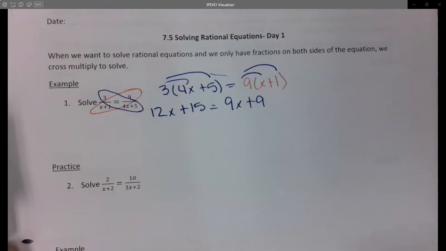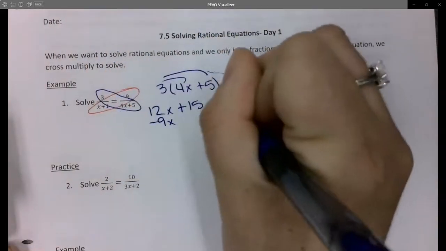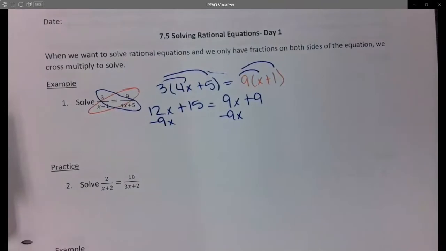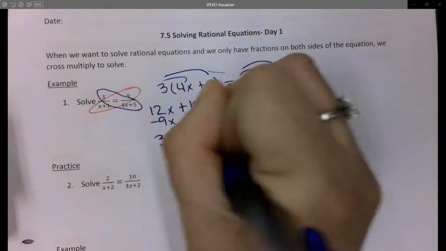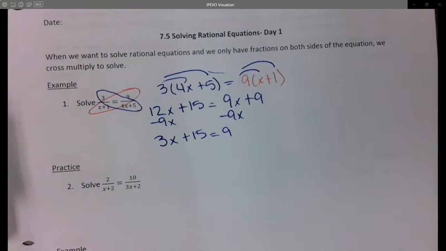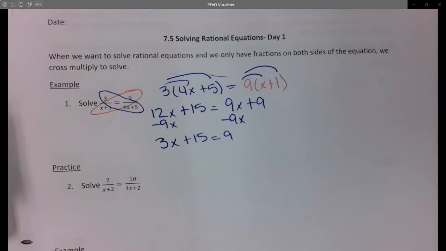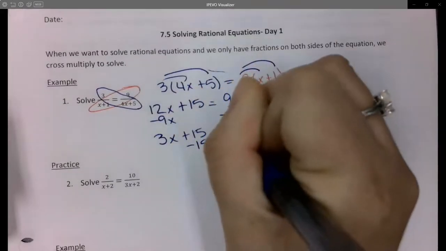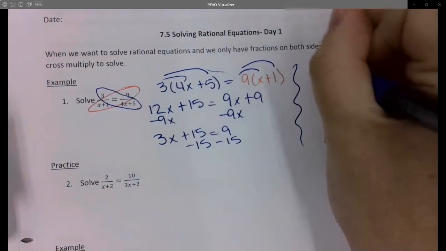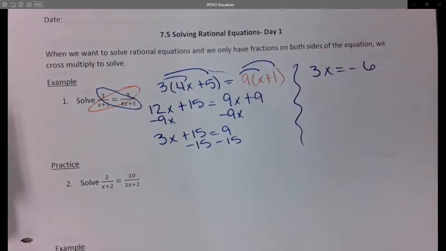Then I want to go ahead and get all of my variables over to the same side, so I'm going to subtract 9x from both sides. Which will get me 3x plus 15 equals 9. Then I want to subtract 15 on both sides. This is going to get me 3x equals negative 6.